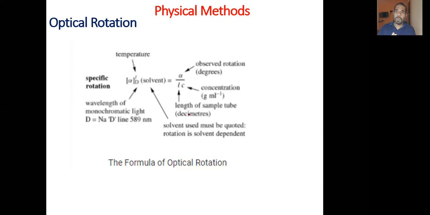In our college we are using a digital polarimeter. That digital polarimeter has two types of tubes in which we can place a sample, so the decimeter length changes. Therefore, while calculating you have to mention the length of the sample tube, the concentration of the sample, and the observed rotation, that is A. So this is the formula to determine the specific rotation. I think this is covered in your syllabus during the practicals.